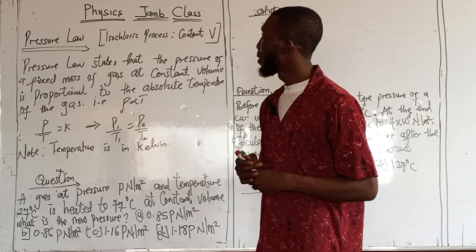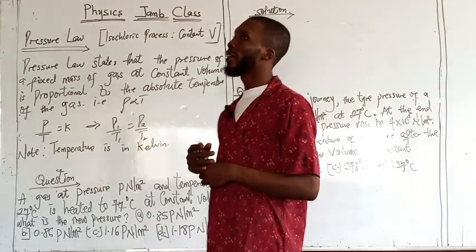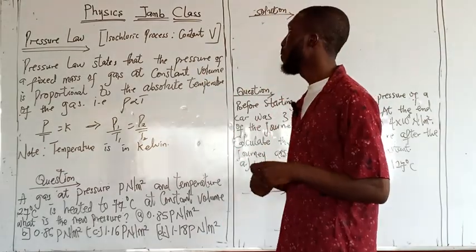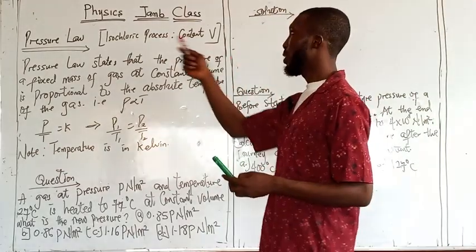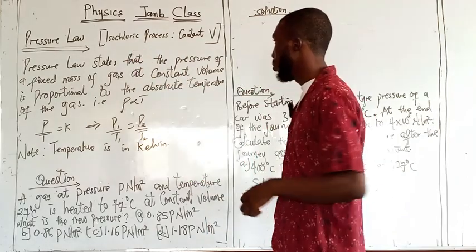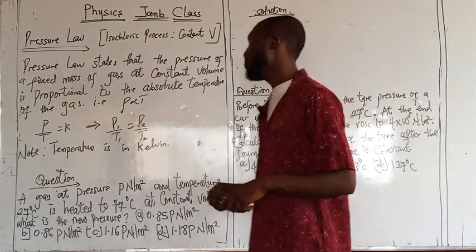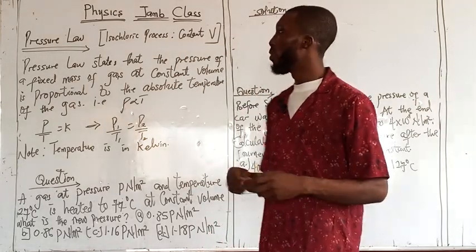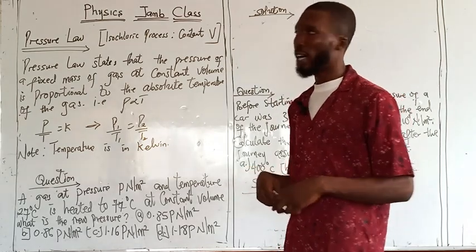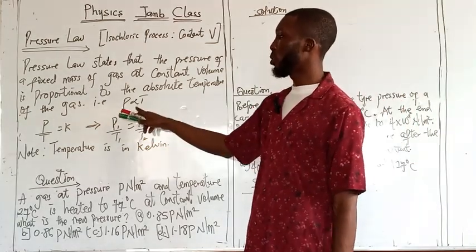Okay, pressure law. Pressure law occurs at constant volume. It is generally known as the Gay-Lussac law. Yes, at constant volume we mean isochoric process. Isochoric means constant volume. It states that the pressure of a fixed mass of gas at constant volume is proportional to the absolute temperature of the gas. That is, P is proportional to T.